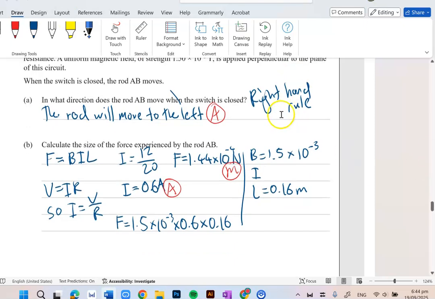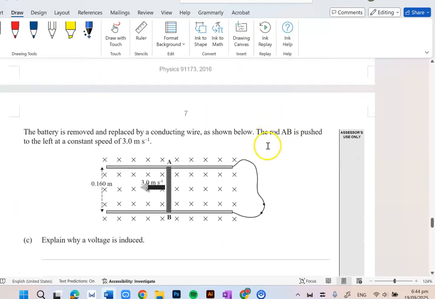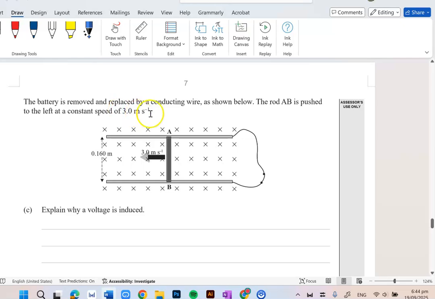Alright, next. The battery is removed and replaced by a conducting wire as shown below. The rod AB is pushed to the left at a constant speed of 3 meters per second. Explain why a voltage is induced.